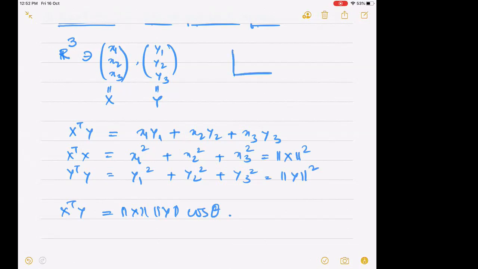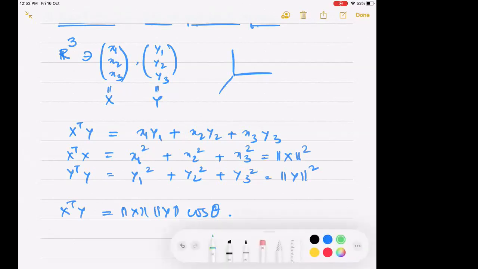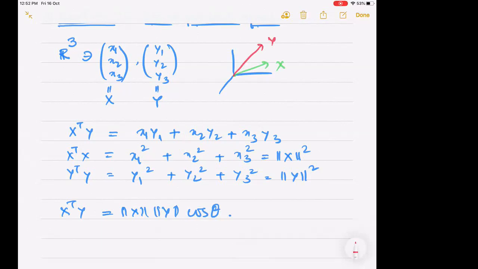So if you like, this is my three axis. Here, I can think of one vector, this is x, and another vector, this is y, and suppose the angle between the two vectors is theta. In that scenario, this is what we have for this x transpose y.